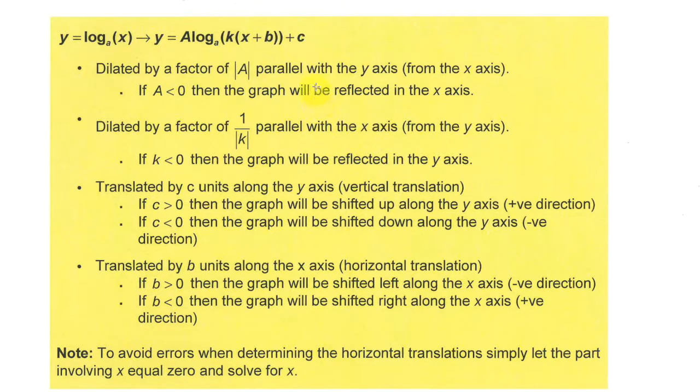Talking about the dilations, reflections: if a is negative, it will be reflected in the x-axis, so every y value is multiplied by negative 1. And if k is negative, it will be reflected in the y-axis, so every x value has been multiplied by negative 1.